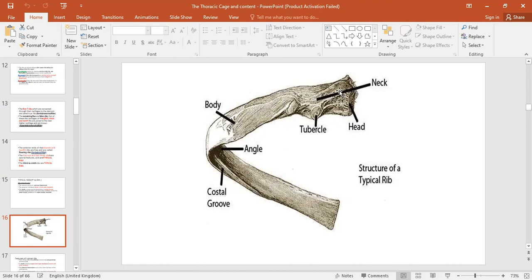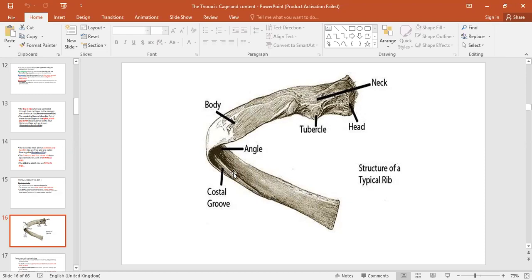First of all, a typical rib has a head with two facets, superior and inferior, has a neck and a tubercle. It has a body which is angulated or arced, if you like. It has an arc. And then you have a costal groove. Each rib has a costal groove under its surface. And we see that this groove is created by three structures, which we call the neurovascular bundle.